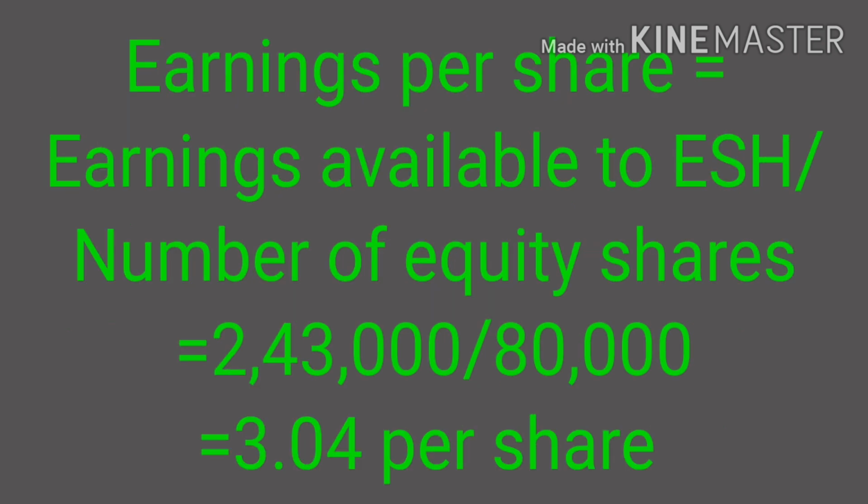Earnings per share, as the name indicates, is the earnings available to each share. So we have to divide the total earnings by the number of shares. Total earnings is 2,43,000 and the number of shares is 8 lakh divided by 10, that is 80,000. 2,43,000 divided by 80,000 is equal to 3.04 per share. That is the EPS or earnings per share.